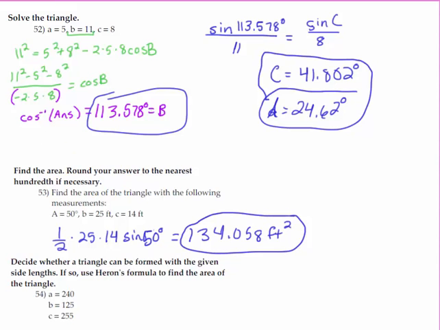54 is going to end up being a large number because our sides are large. Heron's formula is the one with the s's. So you start off by doing A plus B plus C over 2. And that gives you S, which is 310. And then you do 310 times 310 minus A, which is 240.